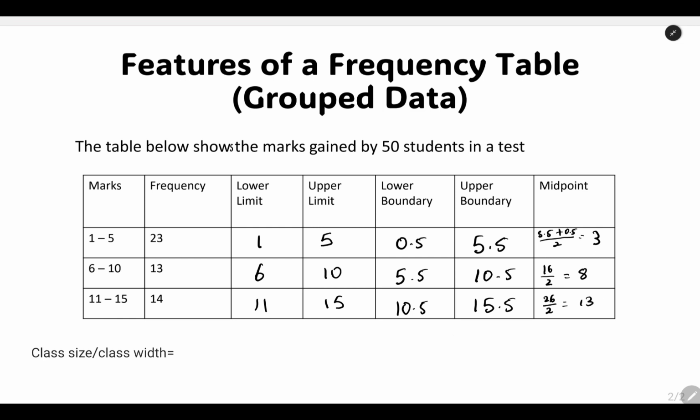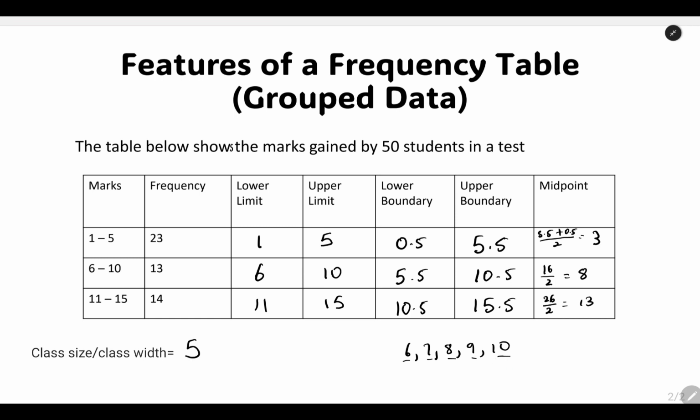And the last feature is the class size or the class width. Now for the class size or class width, let's look at this example 6 to 10. If you were to list all the marks that would fall into 6 to 10, this would be 6, 7, 8, 9, and 10. We can clearly see we have 1, 2, 3, 4, 5 marks. So the class width or the class size would be 5.